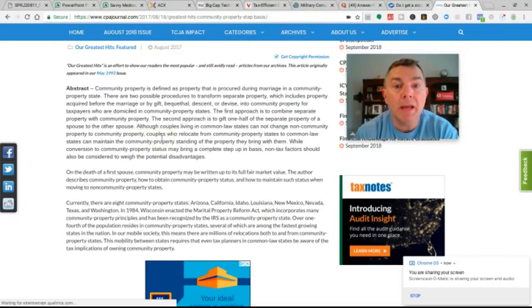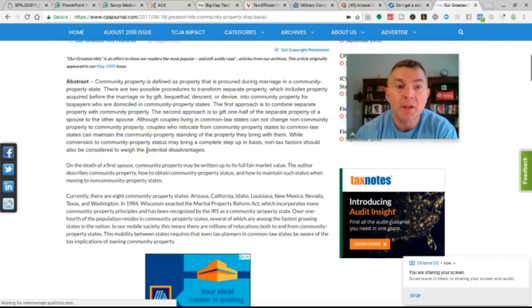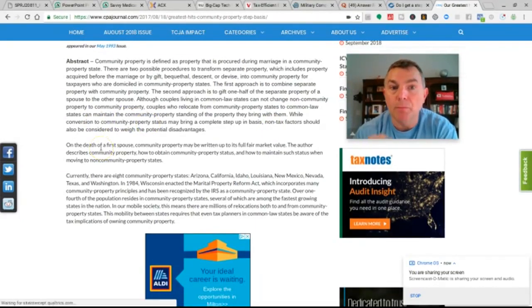Couples who relocate from community property states to common law states can maintain the community property standing of the property they bring with them. While conversion to community property status may bring a complete step up in basis, non-tax factors should also be considered. All right. On the death of the first spouse, community property may be written up to its full fair market value. The author describes community property, how to obtain community property status, and how to maintain such status when moving to a non-community property state.